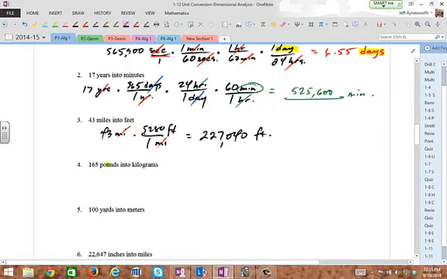Okay, now in the States, we measure weight in pounds or in ounces, and in Europe, they use kilograms. So how many kilograms are there in 165 pounds? I don't know, so let's figure it out.